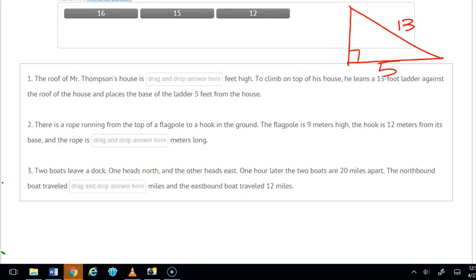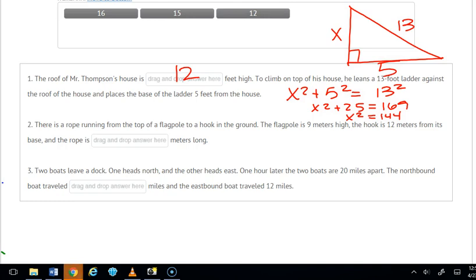So on this one, we're just going to use the Pythagorean theorem. A squared plus B squared equals C squared. And I'm just going to call that A. So x squared plus 5 squared equals 13 squared. So that's going to be x squared plus 25 equals 169. X squared is equal to 144. And if we take the square root of both of those, that's going to give us 12. So notice that I drew a drawing because it helped me to solve the problem. So let's look at the next one.